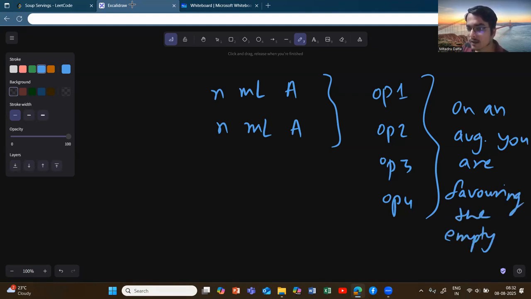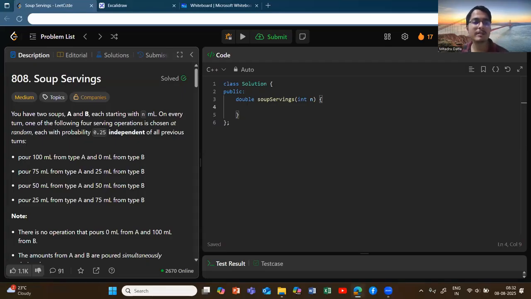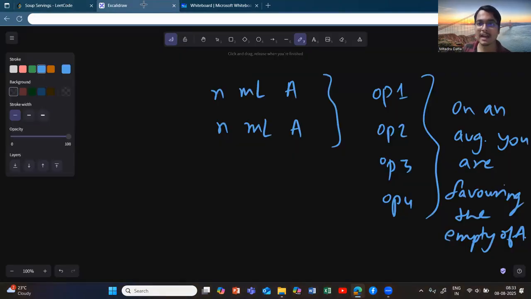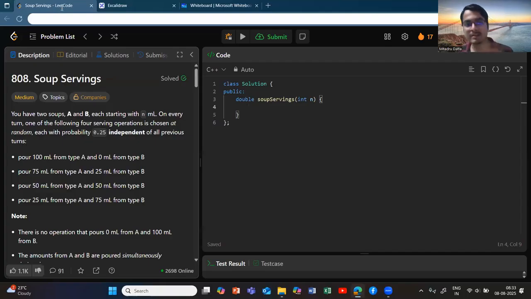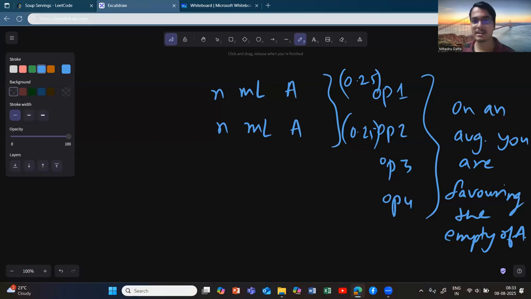Because you see, in most of the operations A is given more favor in being empty and B is given less favor, since there is only one operation where B is poured more. Each of them is equally likely, a 25% chance of happening. So I can tell that on an average A is more preferred, so the probability that A will empty first will increase.